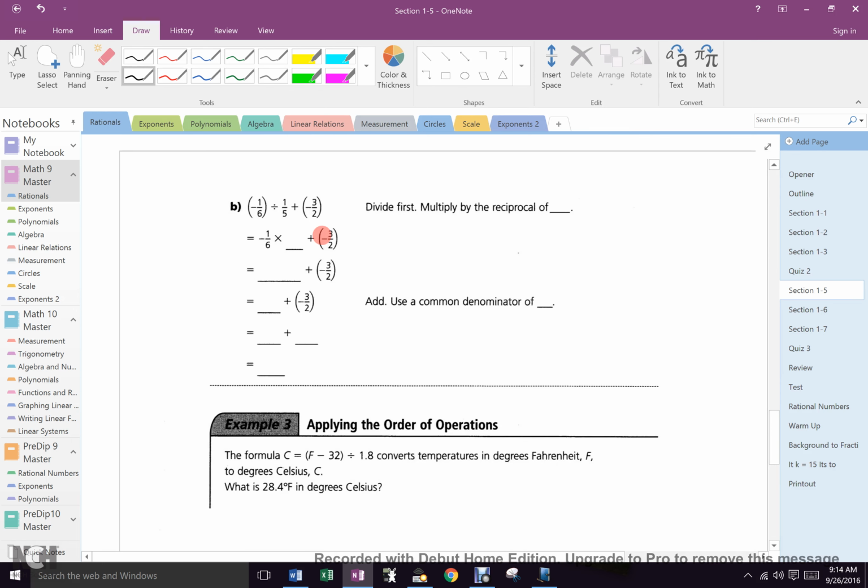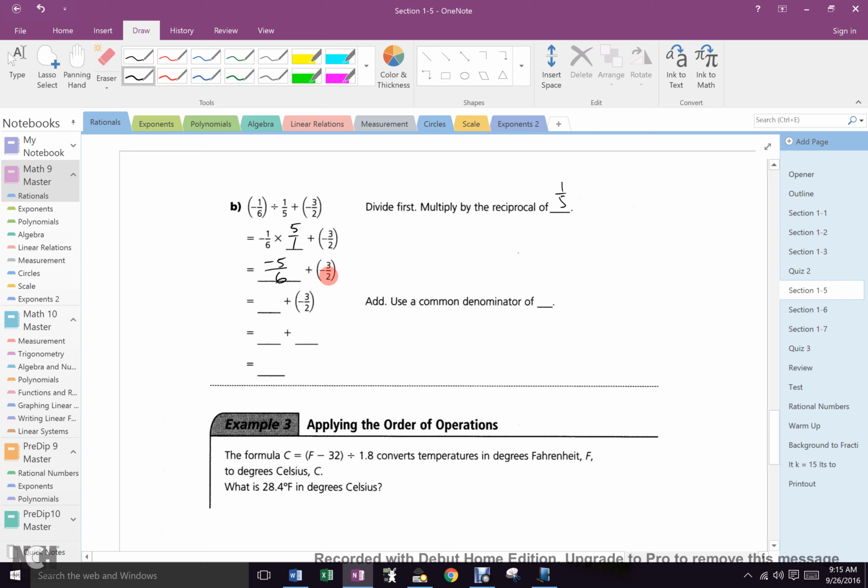Okay, what about this one? Divide first, but that means I got to multiply by the reciprocal of 1 over 5. What's the reciprocal of 1 over 5? 5 over 1. Anything work there? No, so what's 1 times 5? Negative 5 over, what's 6 times 1? 6. Now I got to add them.